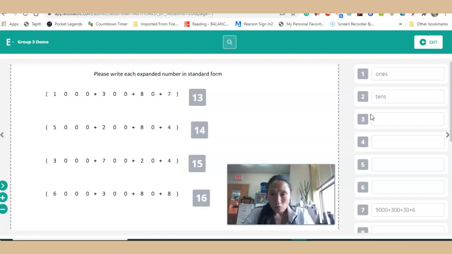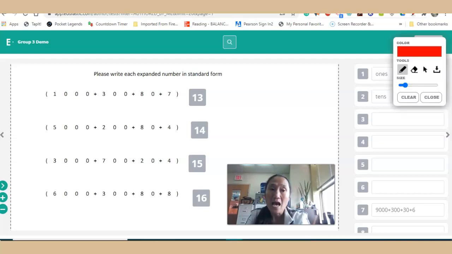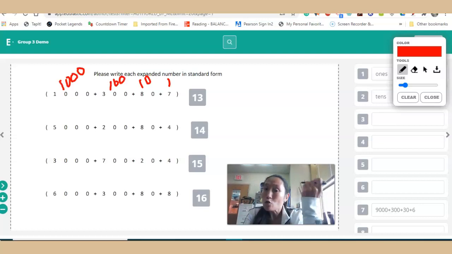Alright, so what we're saying here is you need to tell me, if you have a number written in expanded form, how many groups do you have of each place? So you know this is the ones place, this is the tens place, this is the hundreds place, and this is the thousands place. So then you have to ask yourself, how many groups of 1 do I have?